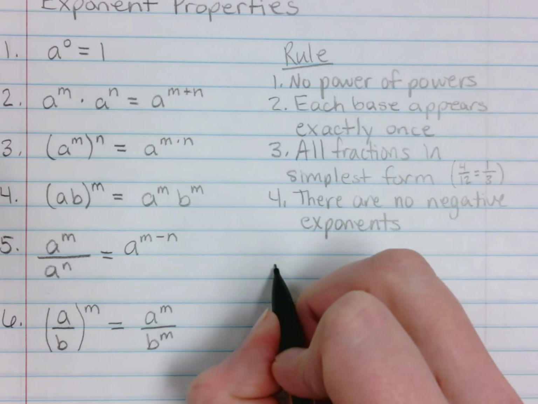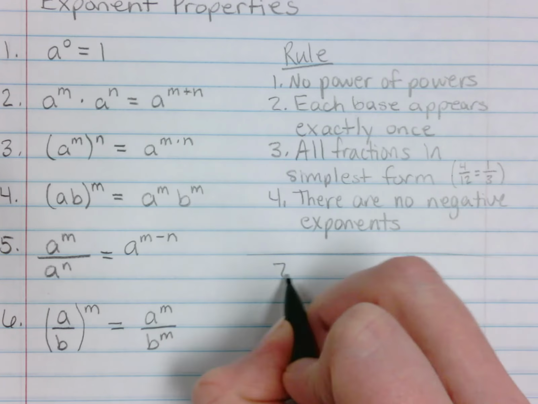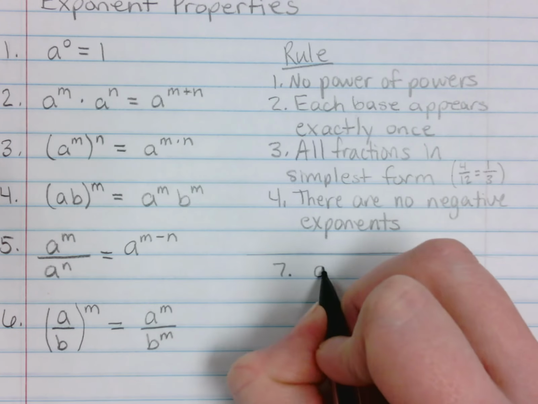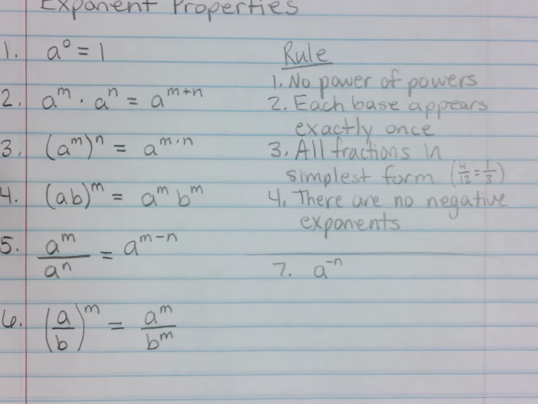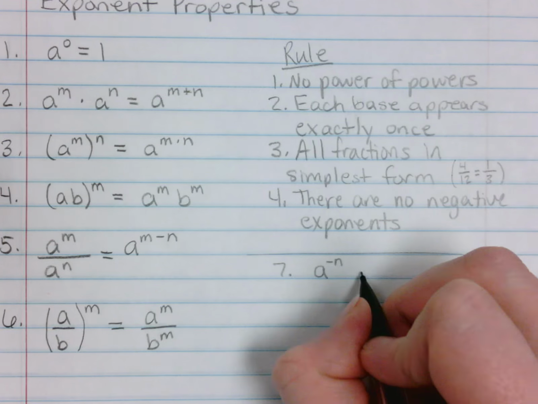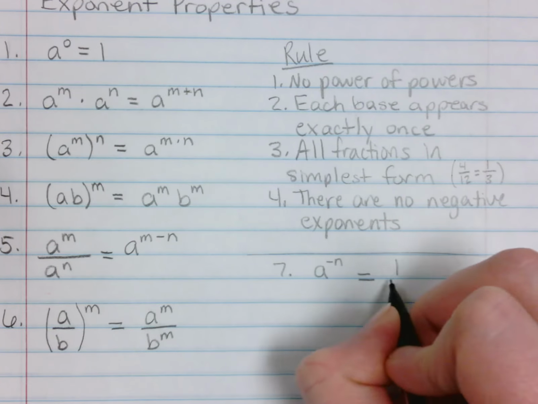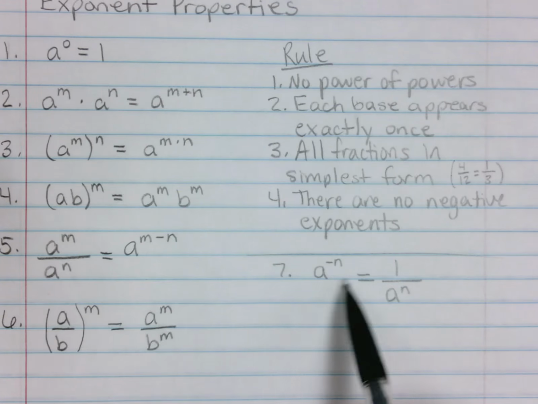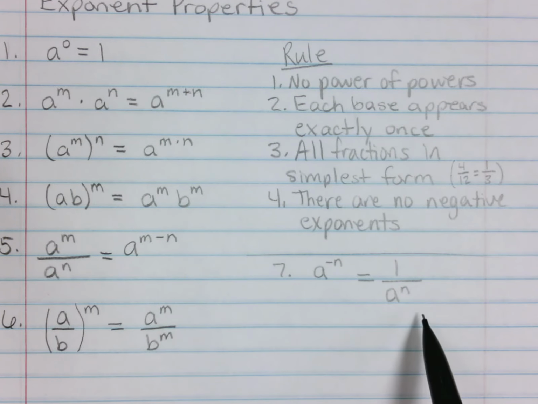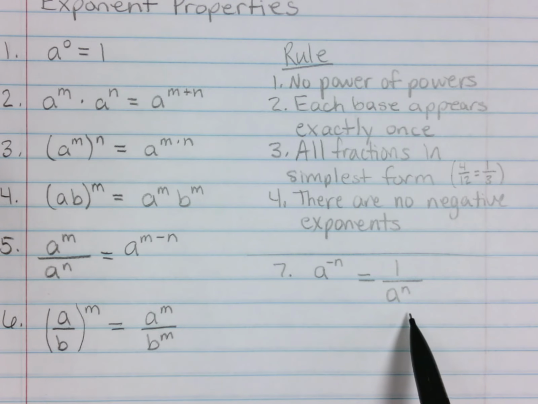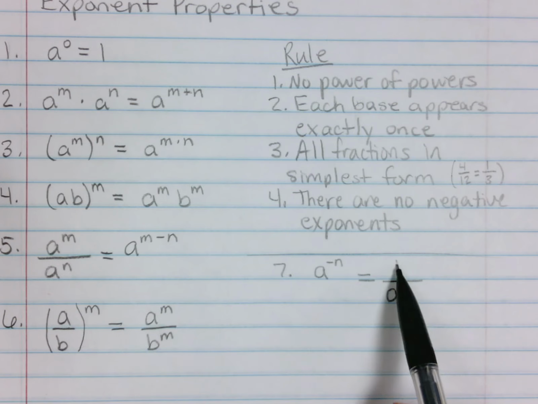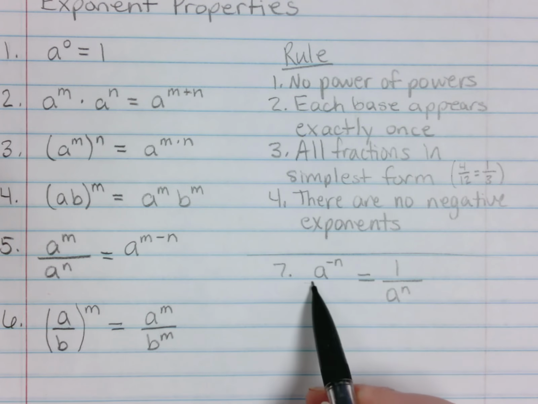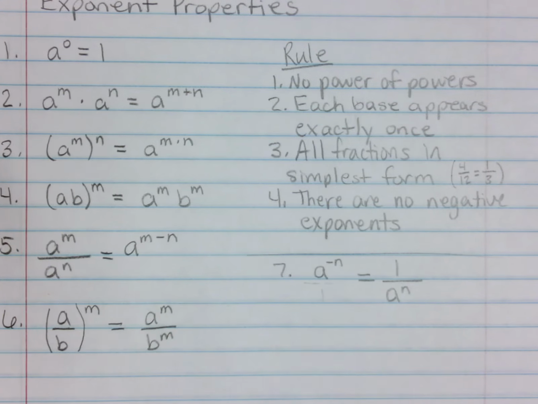So property number 7. There's a property that says if I have a negative exponent, so maybe a to the negative n, I can make that become 1 over a to the positive n. I can flip that negative exponent to the denominator and make it a positive exponent. Of course, putting 1 in the numerator because there's an understood 1 as the denominator.